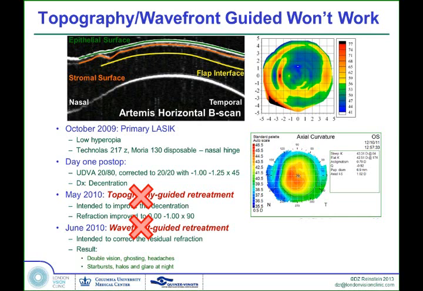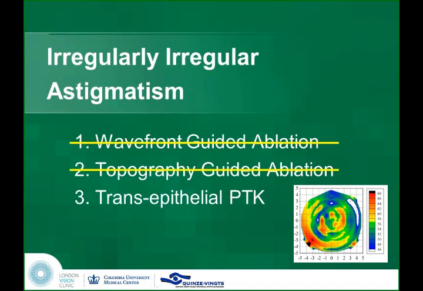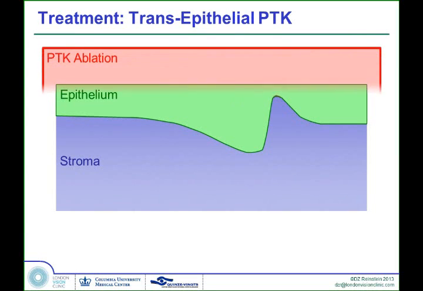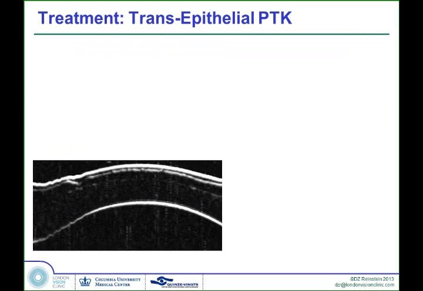And so what we did was we said, well, the only way of guaranteeing where we're placing this ablation is by doing a trans-epithelial PTK. Because this is a diagrammatic example of this particular case. We flipped it around. But that bump in the stroma will come off first if you go trans-epithelially, because you're ablating epithelium on either side of that, which grows back. And here's how it works.